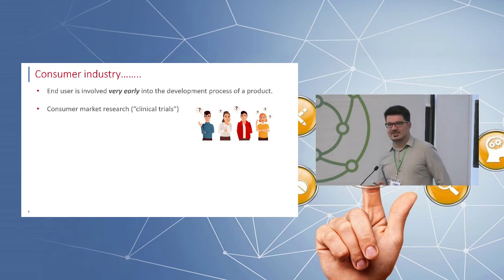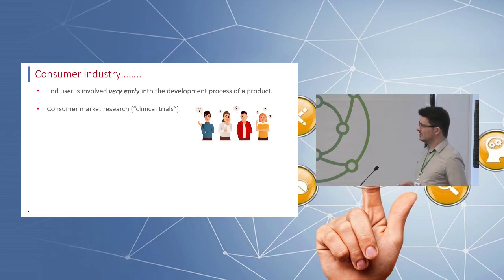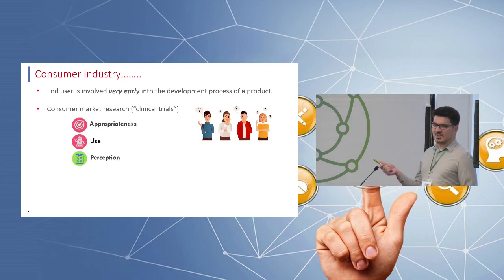The consumer industry is a good example of how to implement a patient-centric model, because in the consumer industry, the end user, so the person who will make use of the technology being provided, is involved early in the development process. And this should be equally applicable in the pharmaceutical industry whenever a new drug therapy is being developed. So the clinical trials of the consumer industry are basically the market research that they do in advance, in which they obtain information from the population to understand their needs, what is the appropriateness of the product that they are trying to develop for this population, how will the population use this product, and how they perceive this product.